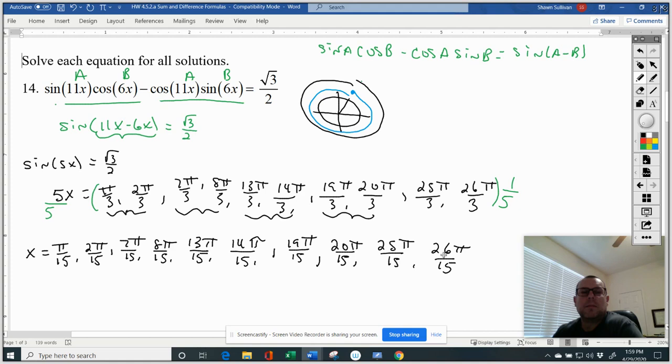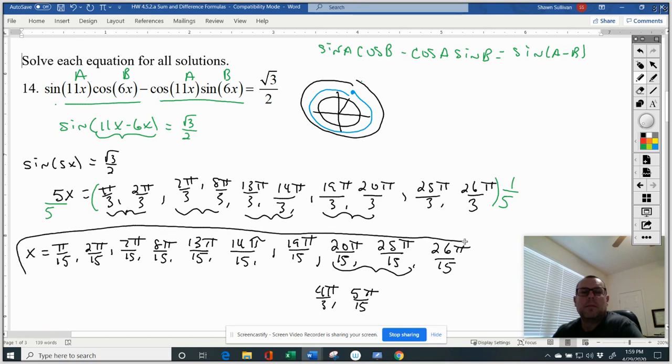And that's our answers. And we could, looking at this real quickly, it only looks like these two things reduce. And so we could reduce 15 pi over 15 into 4 pi over 3, and 25 pi over 15 would reduce to 5 pi over 15. And so basically that is your answer.